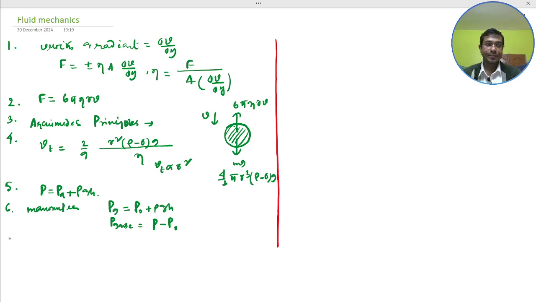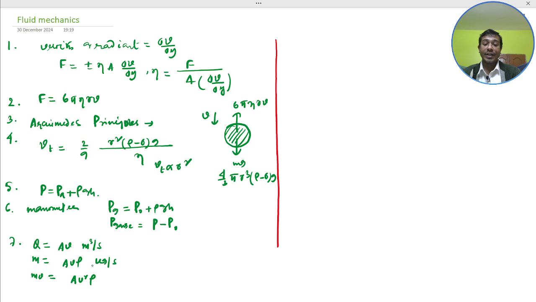Next one, if v is the velocity and rho is the density of the liquid, then the volume flowing per second Q is equal to AV, meter cube per second. Mass flowing per second is equal to A V rho, in kg per second. Momentum flowing per second, mv by t, is equal to A V square rho, in Newton.